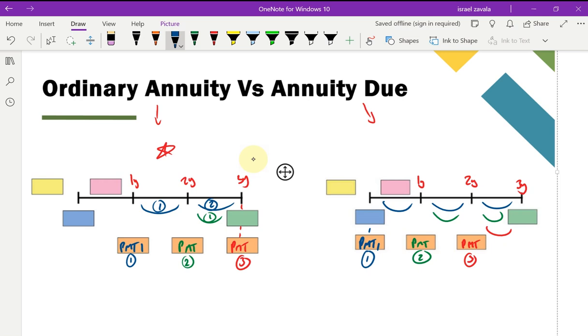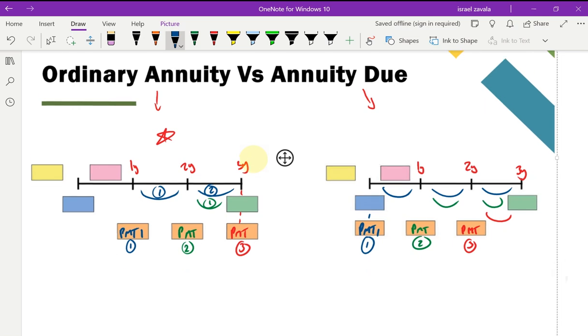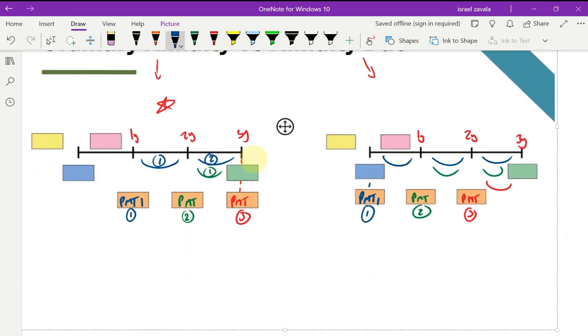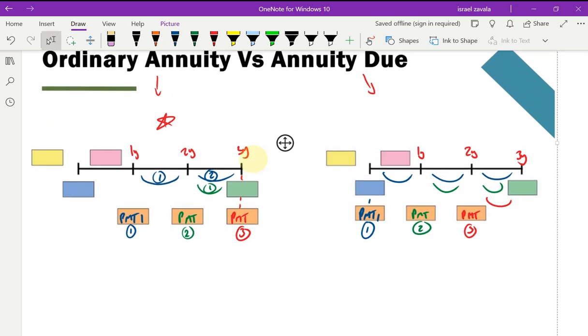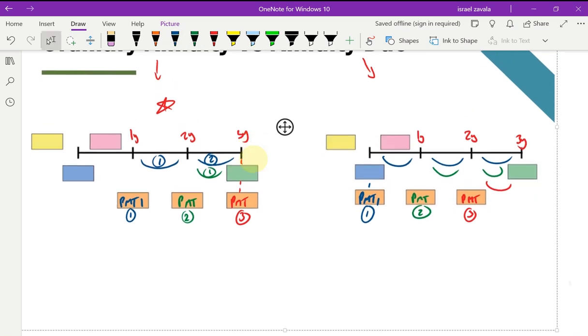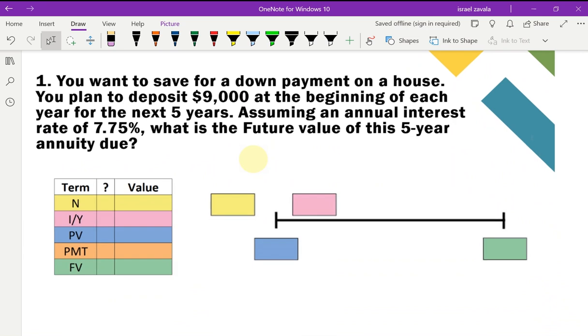So that's a really quick crash course on the difference between an ordinary annuity and an annuity due. Of course, for my class, I go way more into depth for this. But for this, I think this is good enough for you guys to understand the difference. If you have questions, please leave them in the comments below. All right, let's jump into our questions.